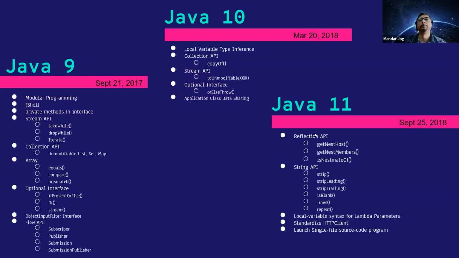So there is a reflection API available. And in the string API, few methods which are launched, which is nothing but strip methods, strip leading, strip trailing, is blank, lines, and repeat. There is an update in the type inference concept as well, wherein you can use that particular thing in the Lambda parameters as well. There is change in the HTTP client object. And earlier, if you work with the HTTP client, then there were different methods, and the methods were kind of a confusion to all. And that has been now created as a standardized HTTP client.